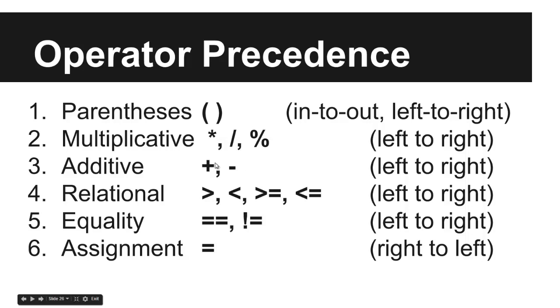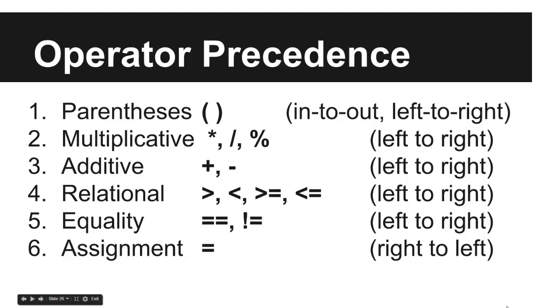And after we're done with that, we do our relational operators, the greater than, the less than, greater than or equal to, less than or equal to. We do those from left to right. Then we do our equality operators, the equal to and not equal to, from left to right. And finally, after everything else that can resolve has resolved, we do our assignment operators, which happen from right to left.